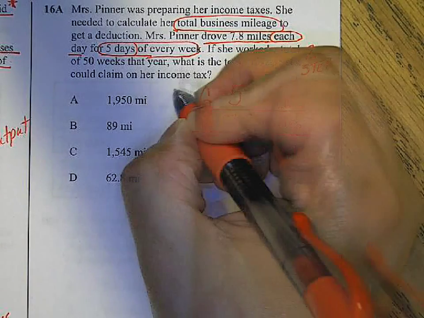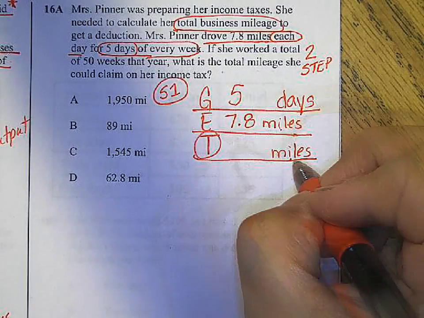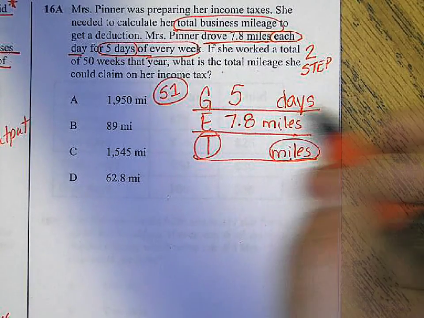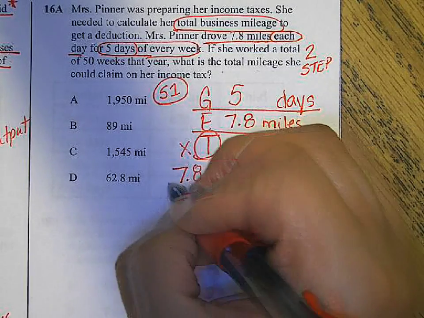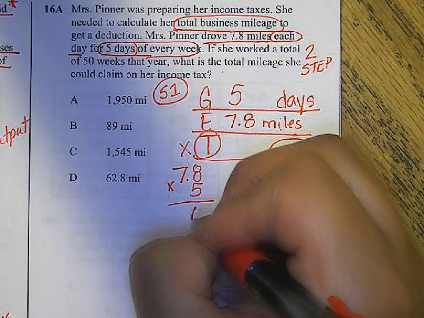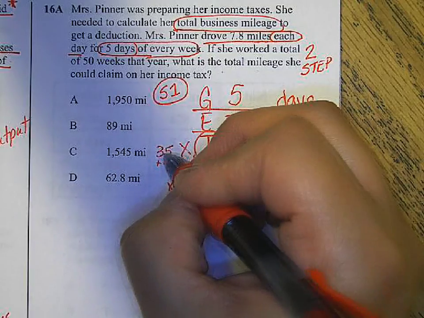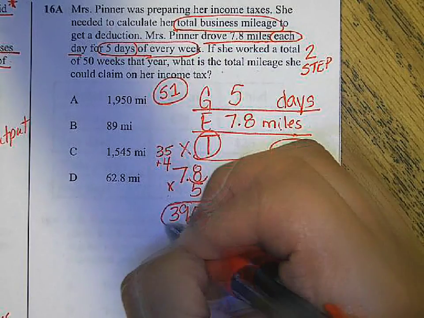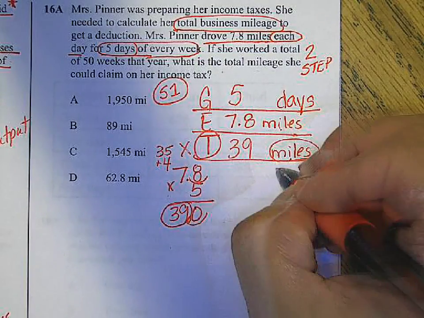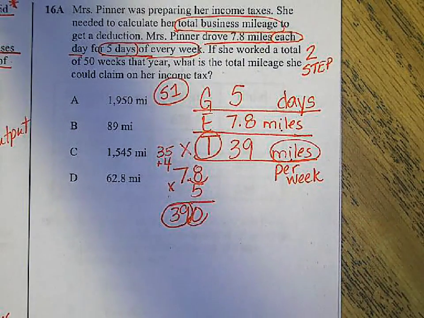Obviously, we're going to talk about multiple weeks, so this is obviously going to be a two-step problem. This is step 1. Okay, finding my total miles. Isn't that what we're looking for? So what am I doing? 7.8 times 5. That's 40. Bring it by 4. 5 times 7 is 35. 35 plus 4 is 39. Bring in my decimal ones. So she drove a total of 39 miles per week. Make sure to throw that in there because you need to know that that is per week.